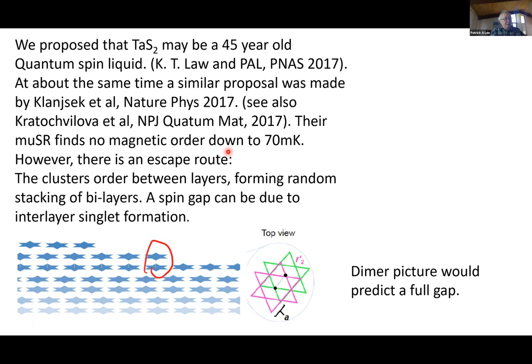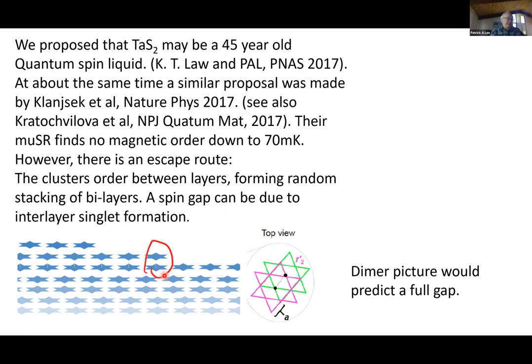However, as was pointed out, there's an escape route because it turns out that this Star of David is known to form stacking in bilayer type. So each layer has a Star of David, but two layers may stack directly on top of each other. So this is a stacking of the modulation, of the charge modulation. So in that case, if they're stacking on top of each other, then you can make a singlet formation between the two layers, between the two clusters, okay? And then this will form a singlet state, okay? So in that case, a singlet state would still be due to interlayer singlet formation.